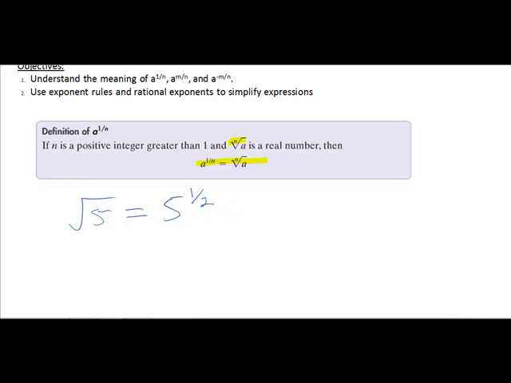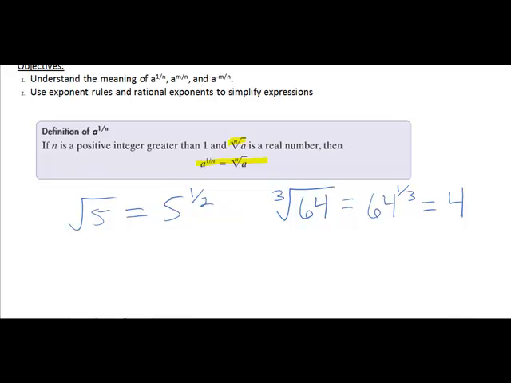How about, for instance, the cube root of 64? Well, this is equal to 64 to the 1/3 power. Same thing, right? We just take whatever the root is and put it in a fraction and make it an exponent. Now, hopefully you know that the cube root of 64 is 4, because 4 times 4 times 4 is 64. So that's what we mean there.